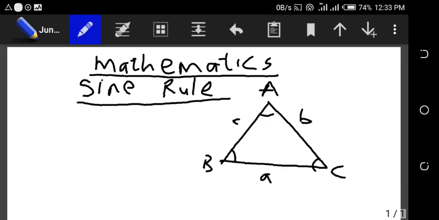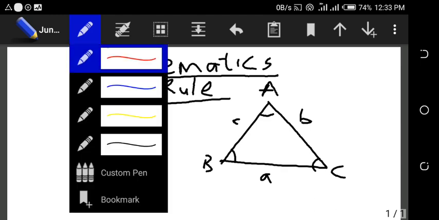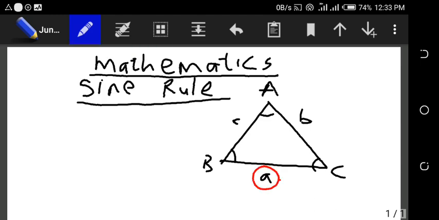So in other words, we use capital letters to represent the angles, whereas we use their small letters to represent the side that is facing them. So in this case, we have side a, side b, and side c. Here we have side a, side b, and side c, just like we have angle A, angle B, and angle C. So you have to note this.